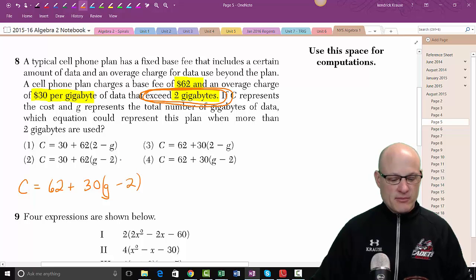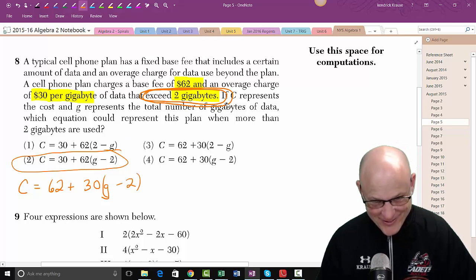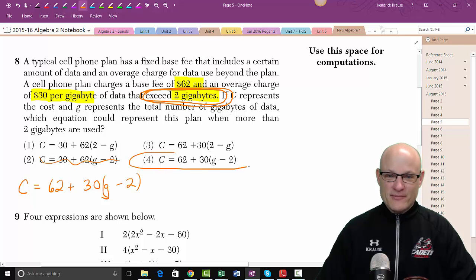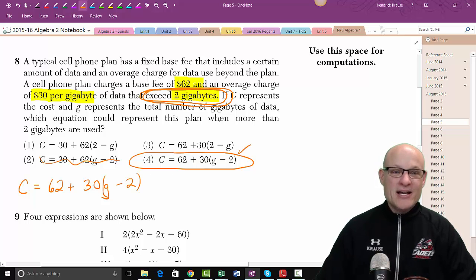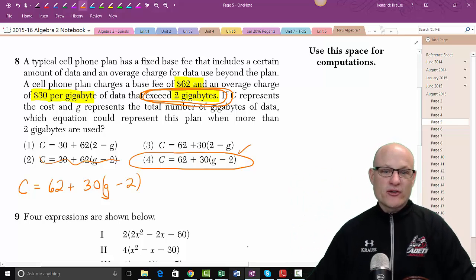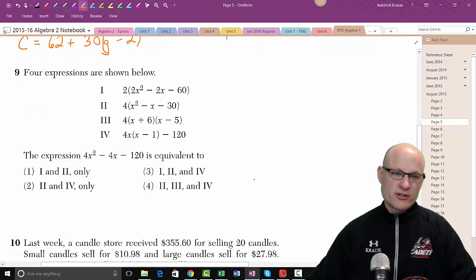Not sure which one it is. Looks like it might be 2. Sometimes I circle the wrong answer. Is that right? You've got to be so careful. I'm like G minus 2. We're multiplying. We're adding. Looks good. Totally not the right answer. This is the right answer, I believe: 62 plus 30 times G minus 2. There's the right answer. Just be careful of that. Anytime they're going to charge you after something, you're going to see something in parentheses like this, subtracting off the ones that they're not going to charge us for. Tricky, tricky.